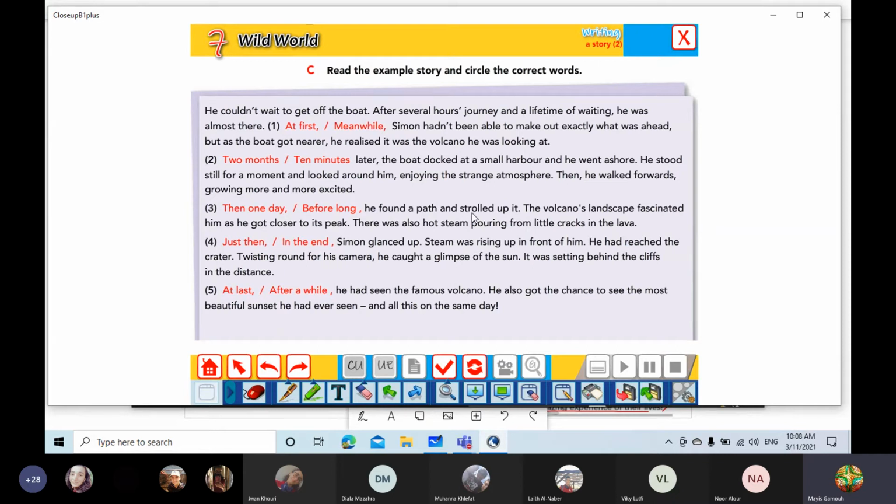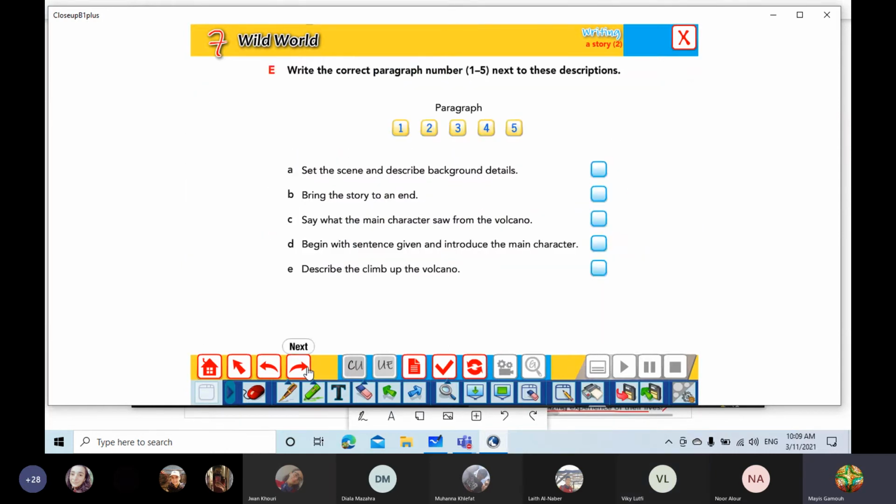Is it strolled up, which means to walk leisurely, or glanced up, which means a look? Glanced up. Okay, so in what paragraph is this? Is this in 3 or 4? 4, teacher. Okay, so let's go back to our exercise in here. Say what the main character saw, a way of seeing from the volcano. So is it number 3 as you said or number 4?